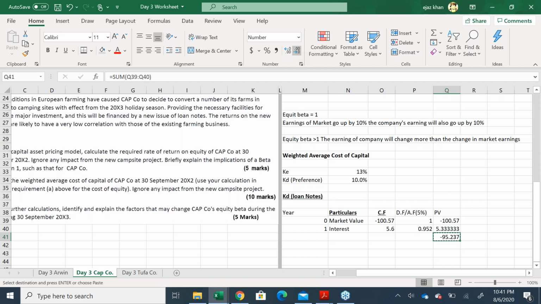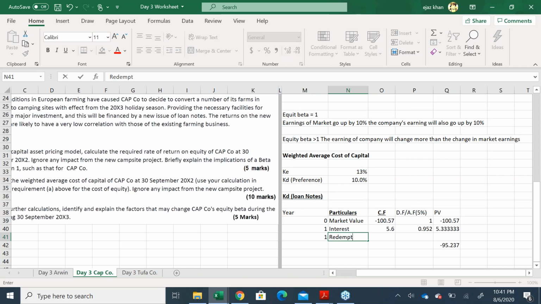Okay, there will also be redemption. So we have to take redemption as well. After 1 year, the amount will be redeemed. And the redemption value should always be taken as positive. And if nothing is mentioned, we usually redeem it at par value. So $100. And the same factor should be used in this case. And now let's net it off. It's too low. So we can say that 5% is approximately the IRR, the cost of debt.